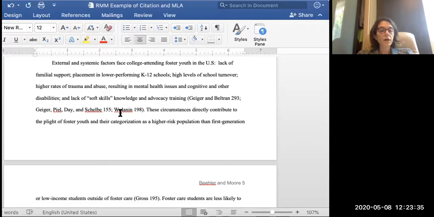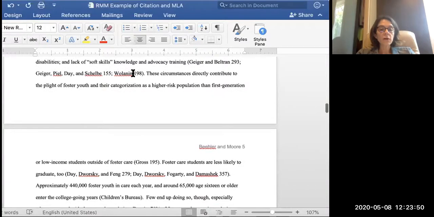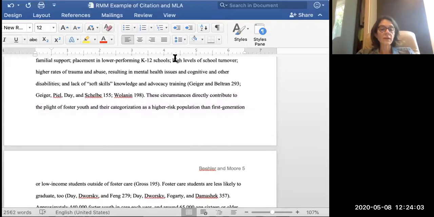You can do one. In APA, you want to offer more, but also I found more that really just coordinated here, and this is a published academic paper, so there's a higher expectation to have more breadth of research. But here, this isn't my assessment. These circumstances directly contribute to the plight of foster youths, etc., right? So notice here, I didn't cite Gross in this because Gross was talking about something else, but it directly contributes, right? The circumstances that foster youth face put them at a higher risk, as a higher risk population than first generation or low income students outside of foster care.